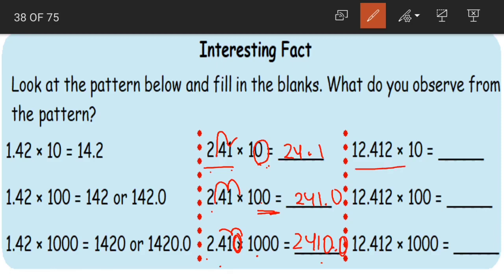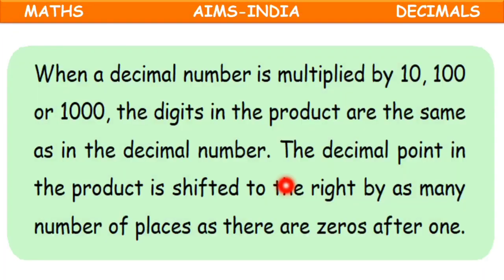Understood, children? Even for this 12.412 into 10, it will become 124.12, into 100 becomes 1241.2, into 1000 becomes 12412.0. I hope this is clear.